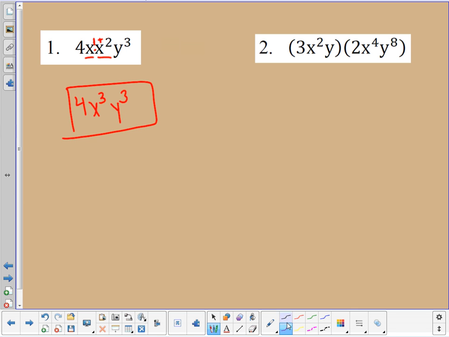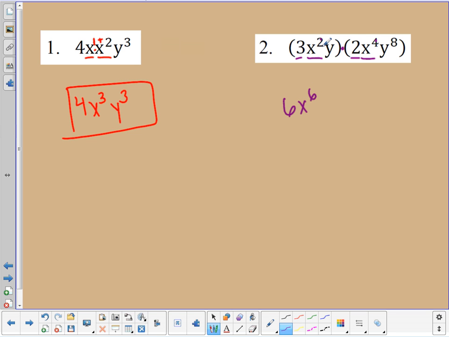If I look at number 2, now I have these two things in parentheses that are being multiplied. There's no powers on the outside, so that makes life a little easier. Now I just need to put the like parts together. So 3 times 2 gives me 6. And then with the powers, x to the second times x to the fourth, I add their exponents. 2 plus 4 is 6. So that's x to the sixth.